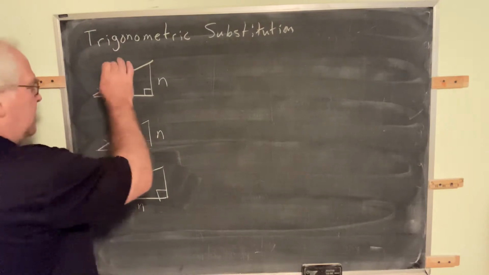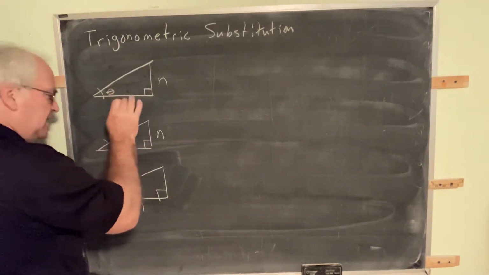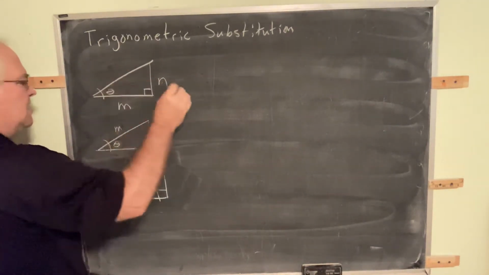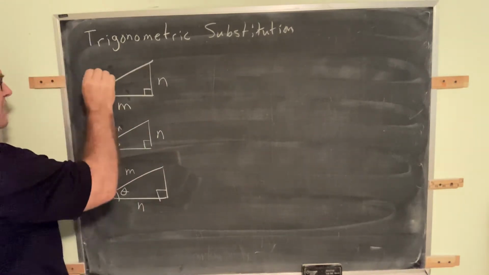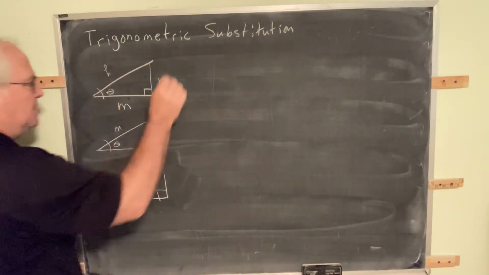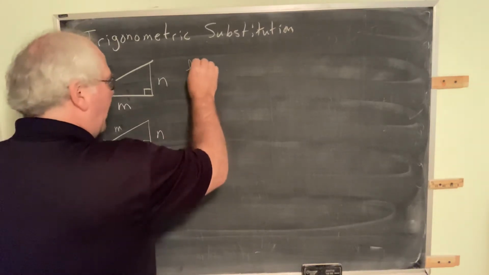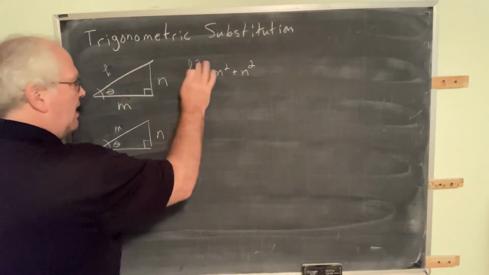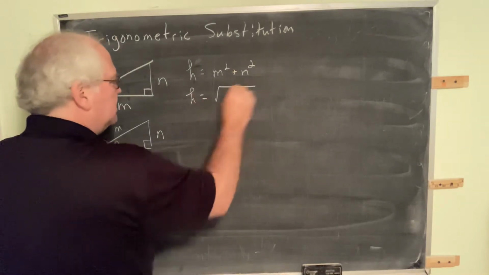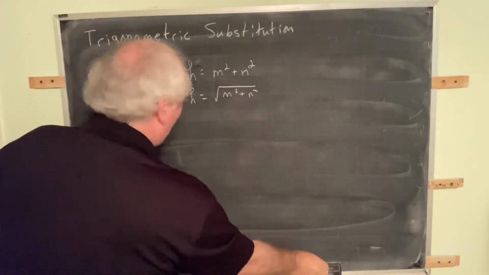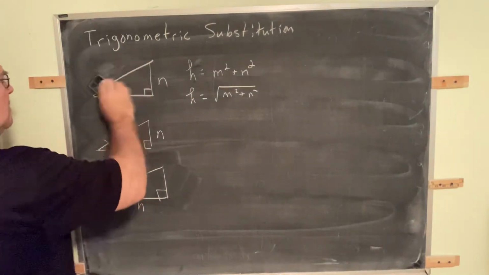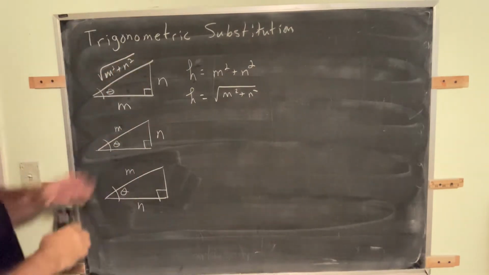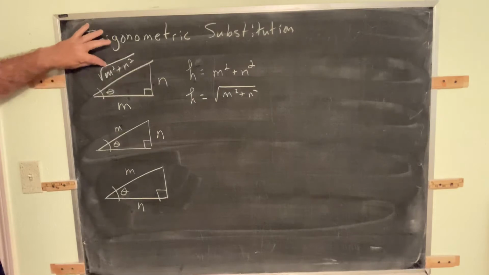Well, in this particular case, we know that the leg squared plus the leg squared is the square of the hypotenuse. If I call this h for hypotenuse, don't we know that the hypotenuse squared is m squared plus n squared? But I don't want the hypotenuse squared. I want the hypotenuse to be the square root of m squared plus n squared. So if the two legs are known, then the hypotenuse is expressed as this radical.